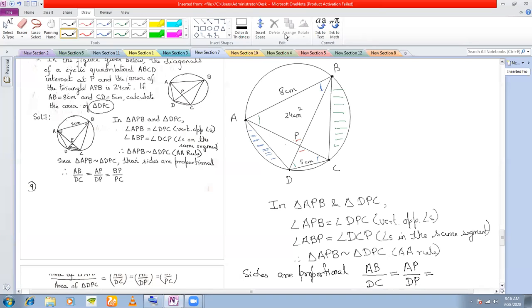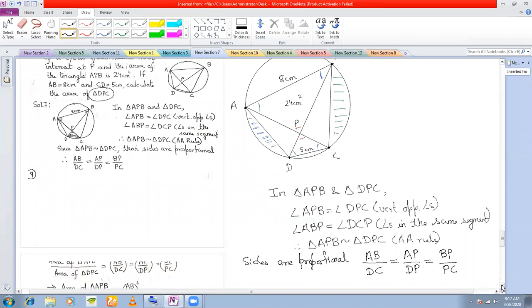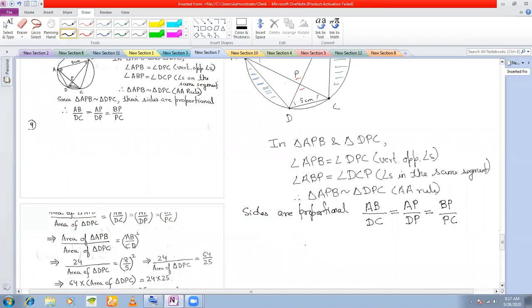Okay. Next, green angle. Opposite to the green angle in the triangle APB, you have the side BP. Again, opposite to the green angle in the triangle DPC, you have the side PC. So these are the proportional sides. Now once I've written the proportional sides, what should be the ratio of the areas of the triangles?